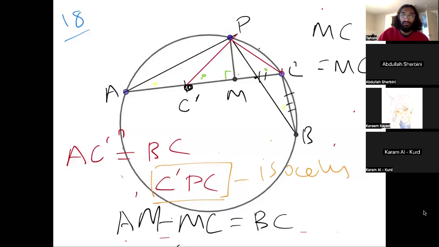Can you guys see this color? Is it okay? Maybe I can choose it.